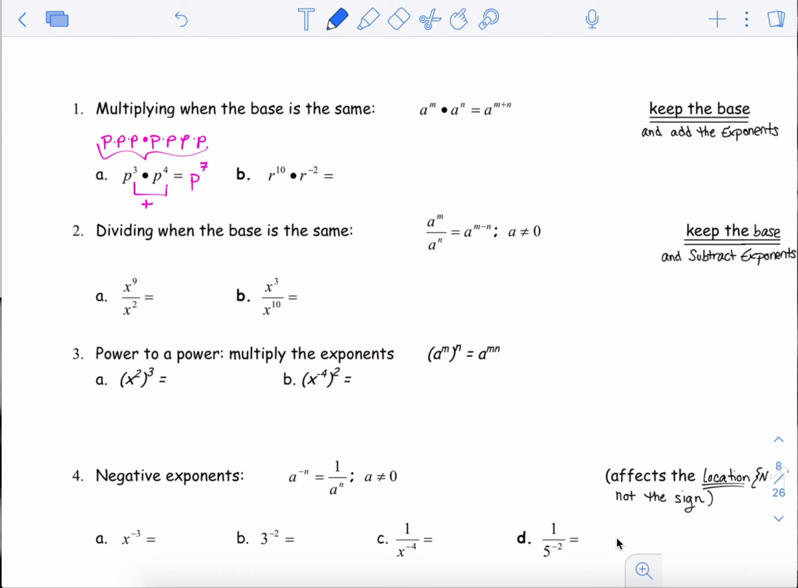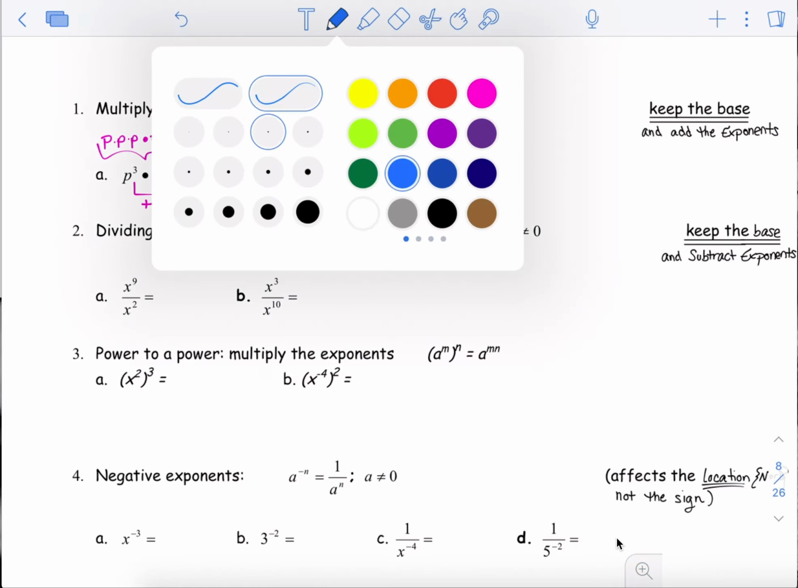So if I look at problem B, it says r to the 10th times r to the negative 2nd power. I'm going to add those exponents and get r to the 8th. That's it, okay? Most of these don't have work unless there's 2 simplifying steps, max, okay? All right, let's do the same thing for the second one.